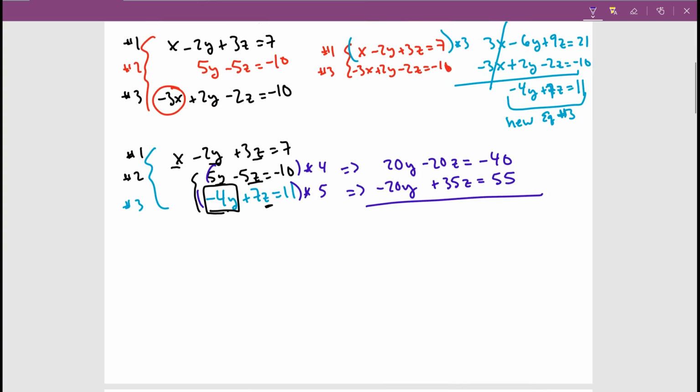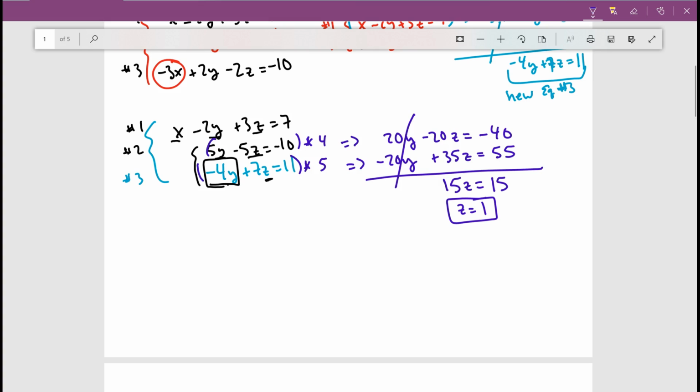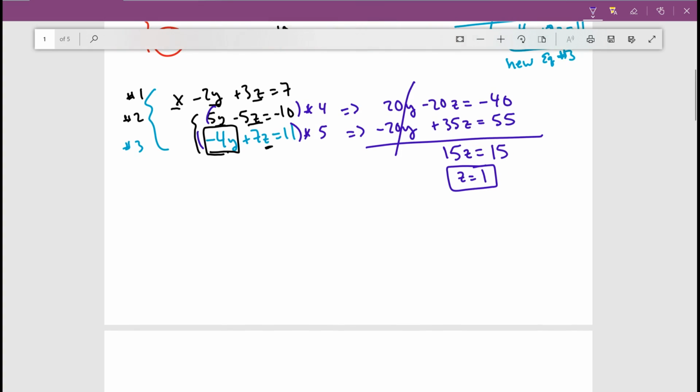Okay, and what am I going to get? This goes away. I'm left with 15z, okay, is equal to 15. So z in this case is equal to 1. That is my answer. Whew. So I just solved for one answer. Wow. Okay, so let's recap.